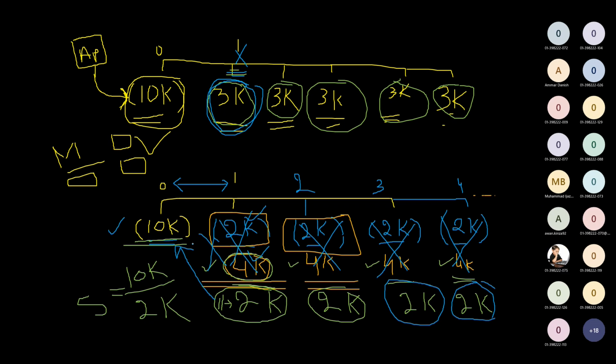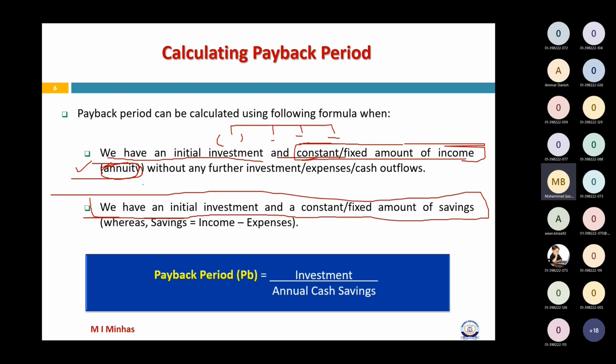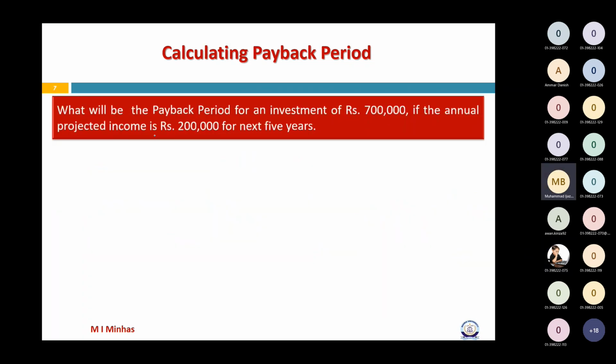Yes, sir. Okay, so now these are the two scenarios that have been written here. We have an initial investment, and after that, a constant fixed amount of income. In the other case, we have an initial investment and a constant amount of saving. And how did we calculate saving? Income minus the expense. This is what we saw on the previous slide. In both cases, the formula to calculate payback period would be your initial investment divided by the annual cash saving. Any doubts? No doubt. Okay, now let's have a look at this.